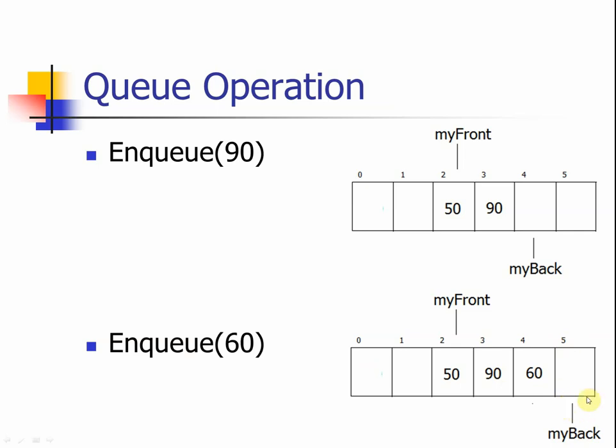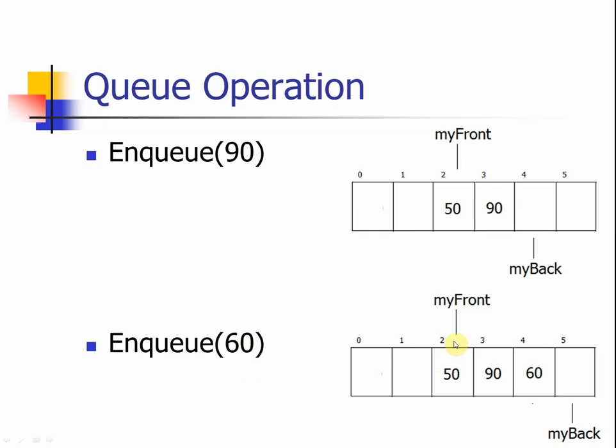It will be 5 plus 1 mod 6, and it will go all the way back to 0. That is how we will be able to use the mod operator to enable the circular queue concept.